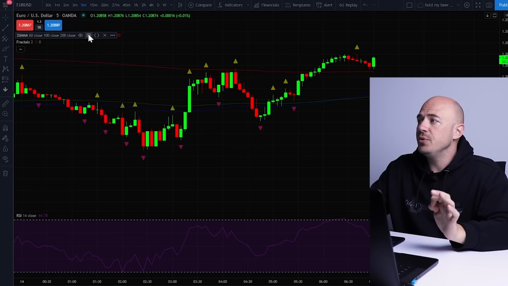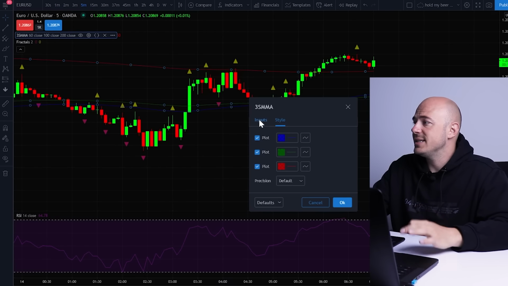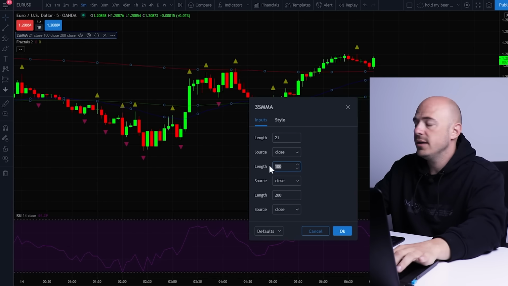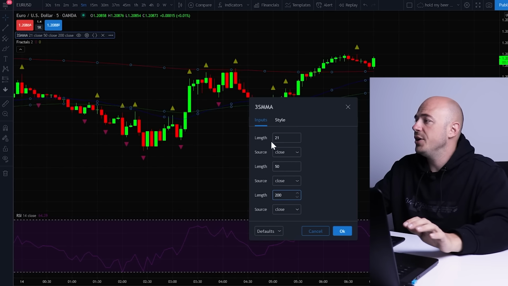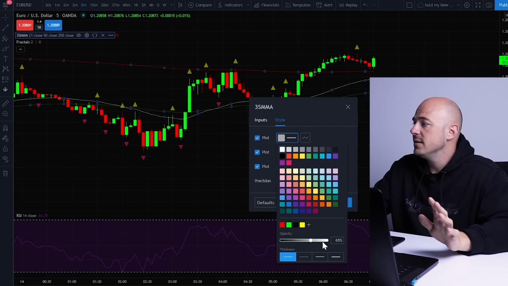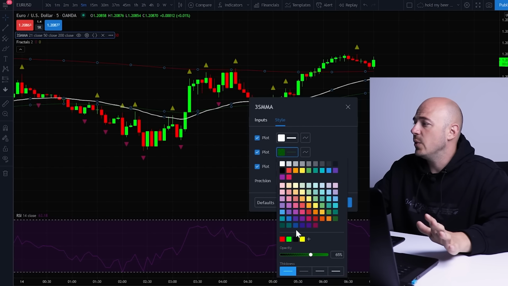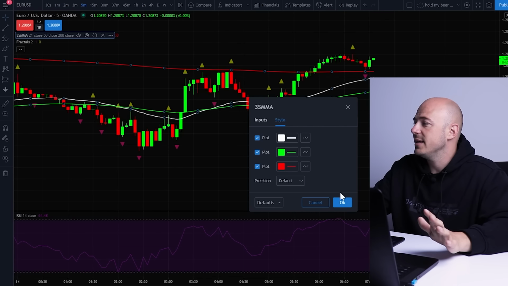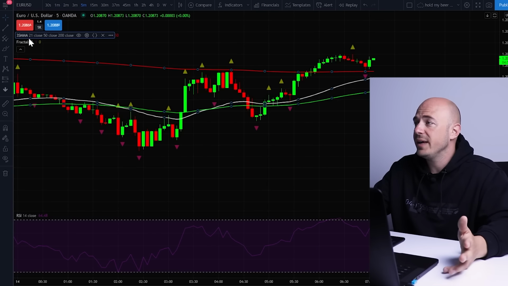In the 3 smoothed moving average, go into the settings and change the inputs to 21, 50, and 200, and change the style to white, full color, 2nd thickness. Next one is going to be green, full color, 2nd thickness, and the last one's going to be red, full color, and 2nd thickness. And that's all you need to do for the moving averages.